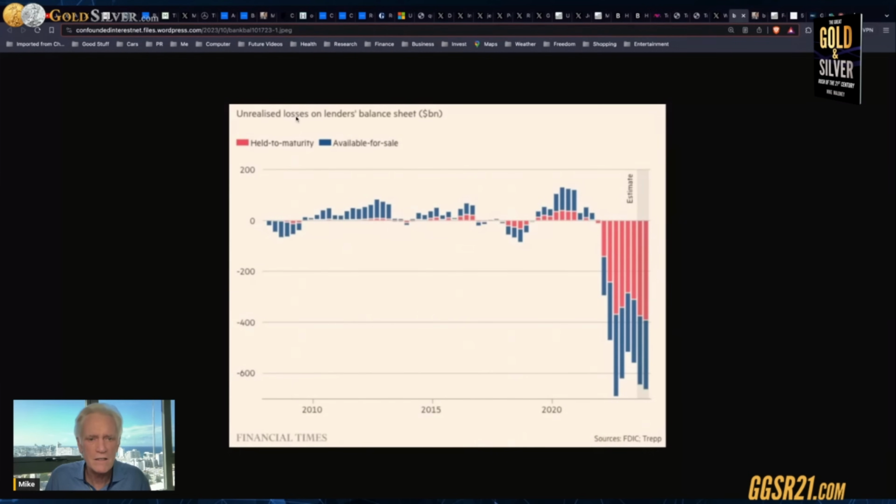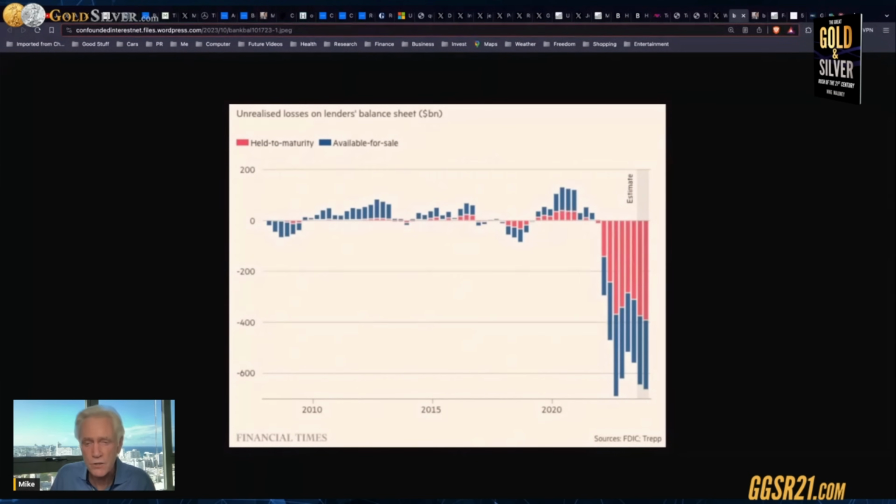This is unrealized losses on lenders' balance sheets. So this is basically the banks, the lenders. And the thing about this is the securities that they hold, the U.S. treasuries, the ones that are available for sale, they have marked to market and they can sell them right away. And those are usually like one-month treasuries. So they were purchased at a yield that is very close to what the yield is today. But the long-term treasuries, all these red ones that are held to maturity, the reason that they are held to maturity is they're expecting that they're not for sale, but those are typically underwater.